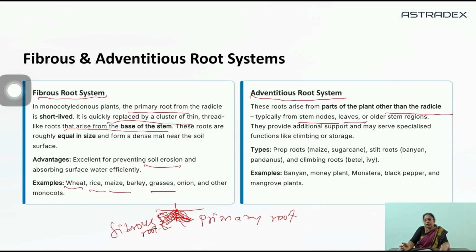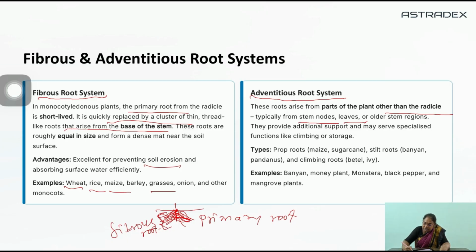Then you will learn regions of root. This diagram shows the regions of root. This is the root tip. Root tip is covered by a cap-like structure. This cap is called root cap. Root cap protects the root tip.